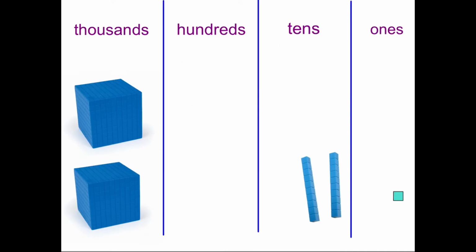Now, if you look at this picture here, this shows you the answer because the number had two thousands, so two of the cubes, but no hundreds at all. There were no hundreds in that space. And then there were two tens, and then there was one one. And that makes the number 2021. And the reason people say twenty twenty-one is because it's 20 hundreds. 20 hundreds makes 2000.